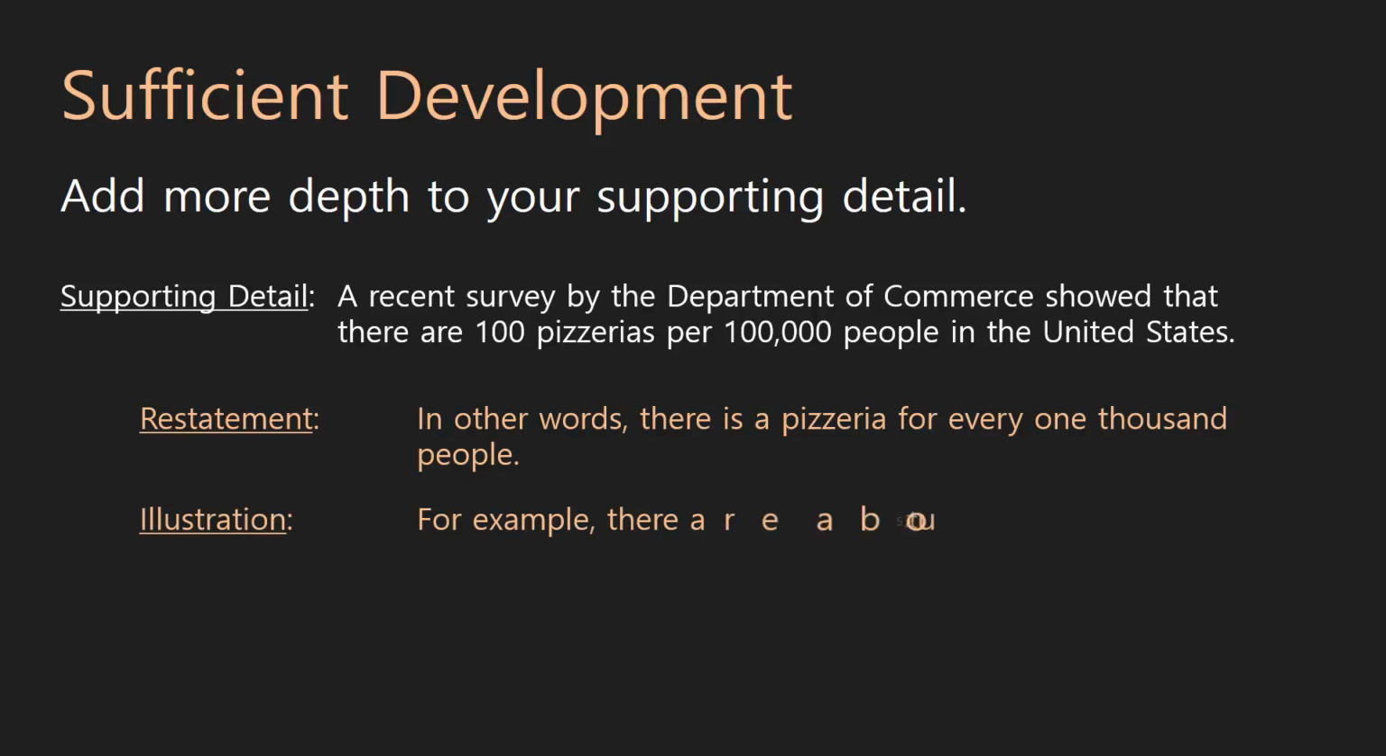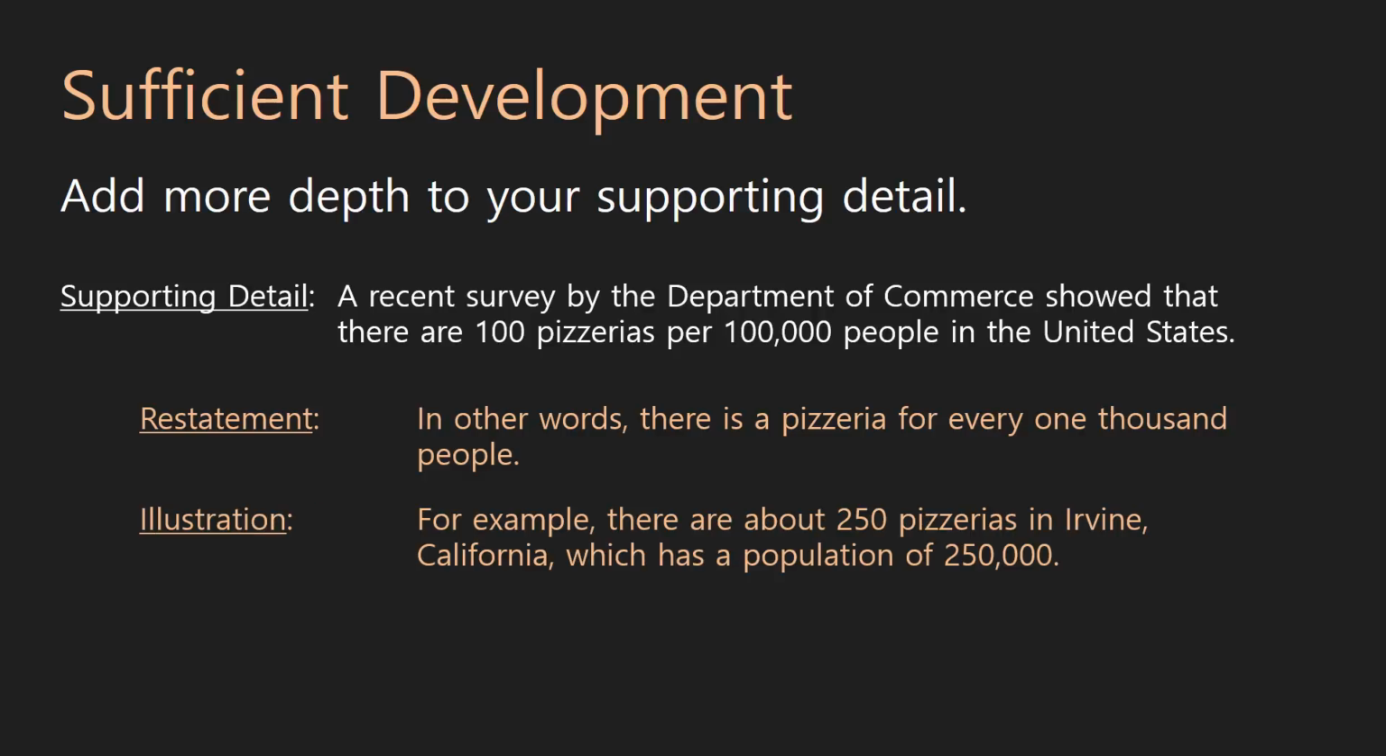Now let's try some illustration. For example, there are about 250 pizzerias in Irvine, California, which has a population of 250,000. We've given a specific case that shows that supporting detail in action. Rather than just restating the information, you've helped your audience to picture what this information means in real life.